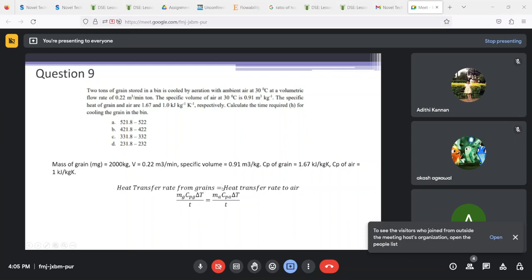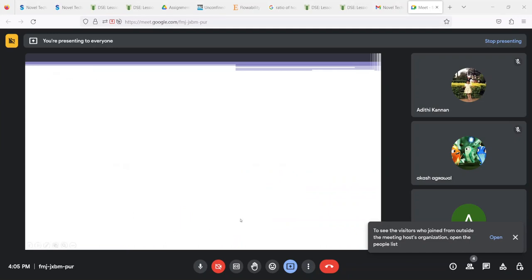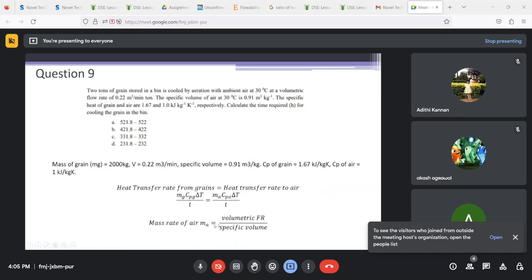The mass of the air can be calculated from the volumetric flow rate and the specific volume given in the question. The mass flow rate of air, ma by t, is equal to the volumetric flow rate divided by the specific volume. The volumetric flow rate is in meter cube per minute, and the specific volume is in meter cube per kg. When you divide both of those, you get the mass flow rate in units of kg per minute. This is how you calculate the mass flow rate, which is ma by t.